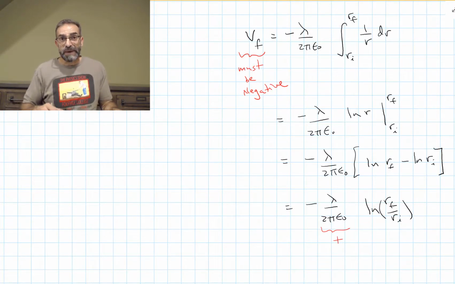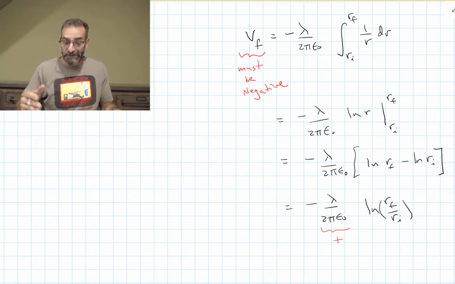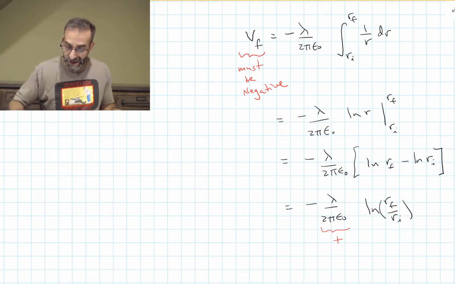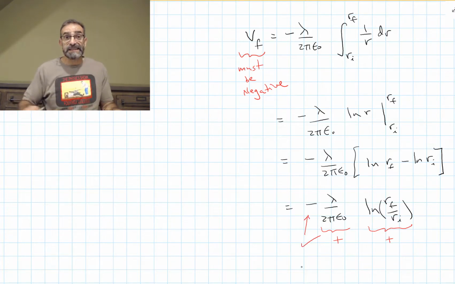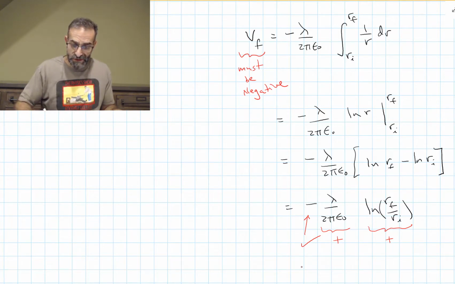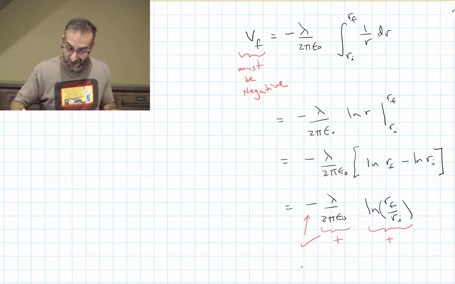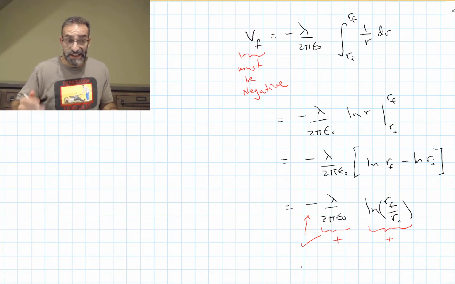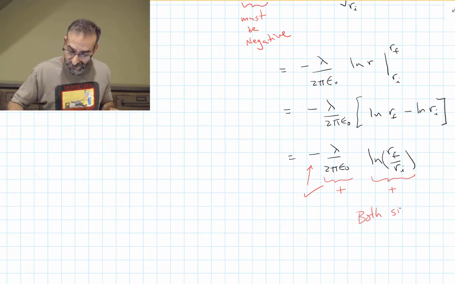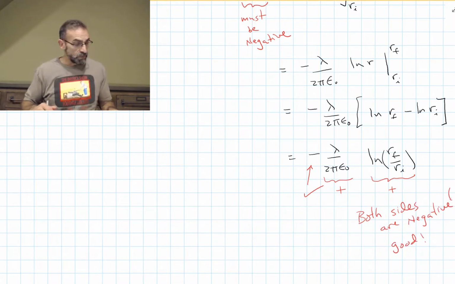Our constants are positive. The natural log of r final over r initial is positive because r final is bigger than r initial. The natural log of a number greater than 1 is positive. And so this minus sign over here is needed to make this whole thing negative. So it looks like we got our signs correct. The left side of our equation is V final. It has to be negative. The right side of our equation has to be negative. Always stop at this point and check your signs. All right, we can move on.